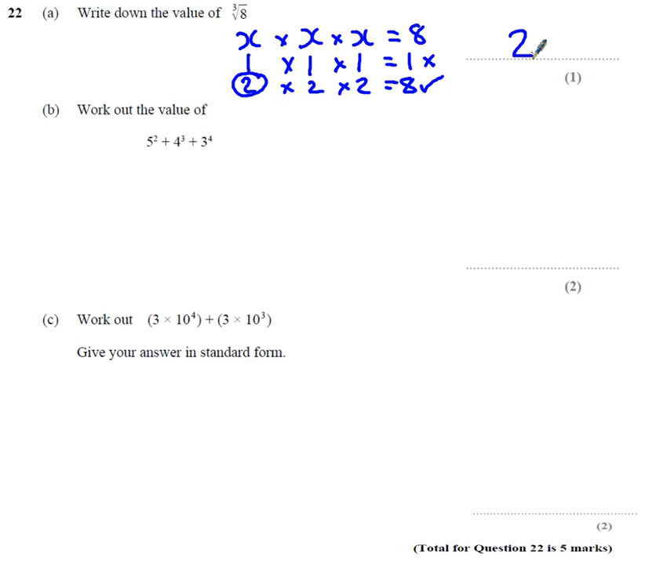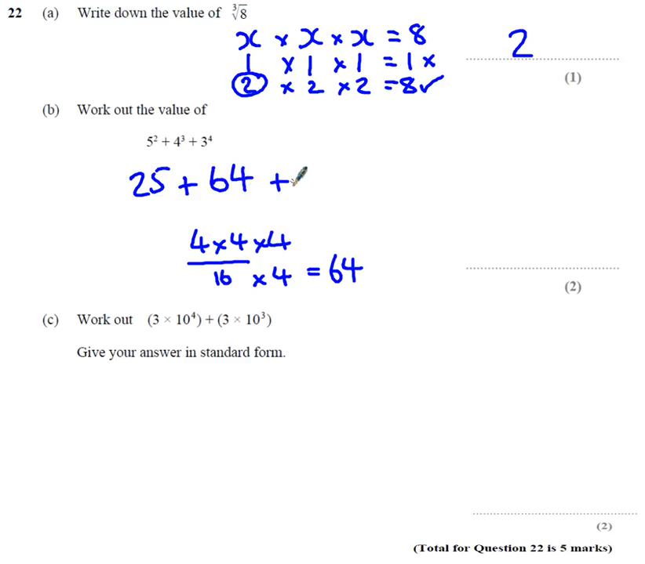Now it says work out for part B the value of 5 squared. Well, 5 squared means 5 times 5, so that's 25. Plus 4 cubed. Now 4 cubed, if I do it down here, is 4 times 4 times 4. So 4 times 4 is 16. Times that by 4 again. If I double it and double it, so 16 times 2 is 32. Times 2 again is 64.